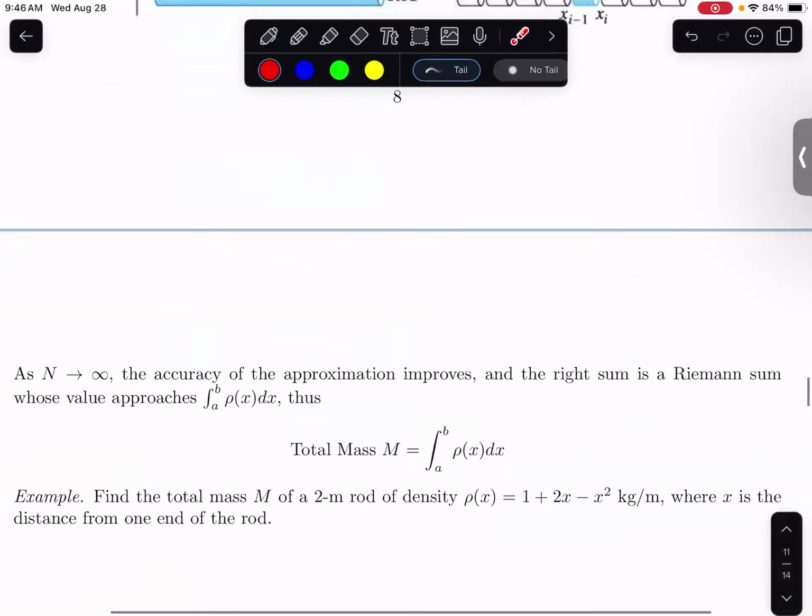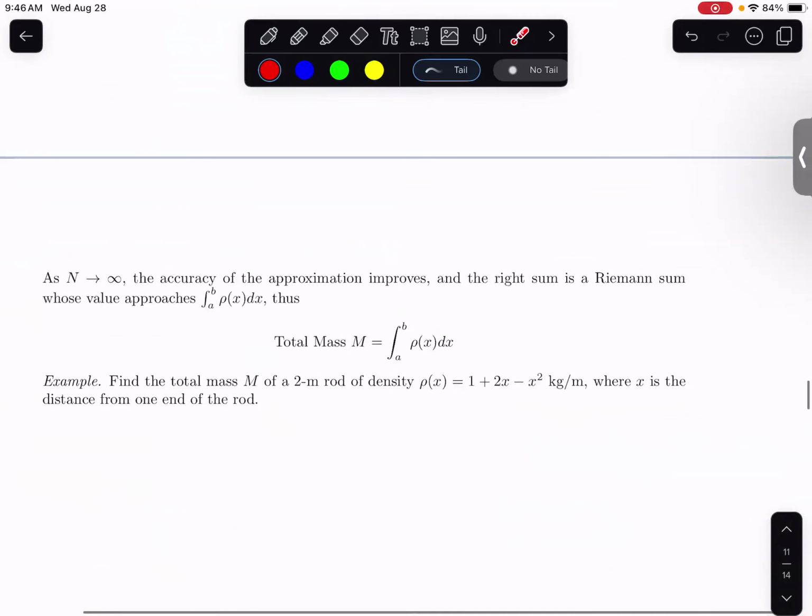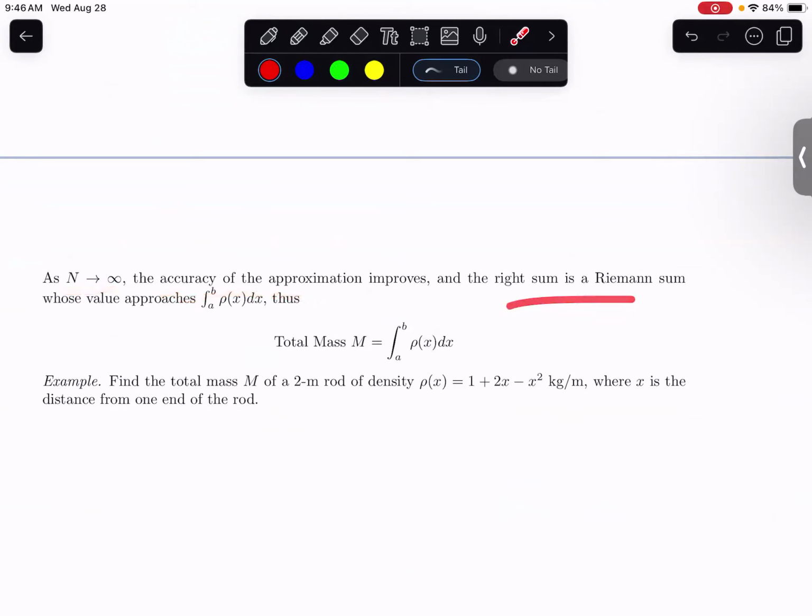If you look at the next page, it gives you the equation that we're going to be interested in. As n goes to infinity, the accuracy of the approximation gets better and better. We get a Riemann sum whose value approaches the following integral. The total mass m is going to be given by the integral from a to b of rho of x dx.